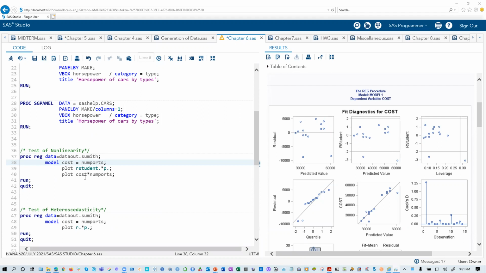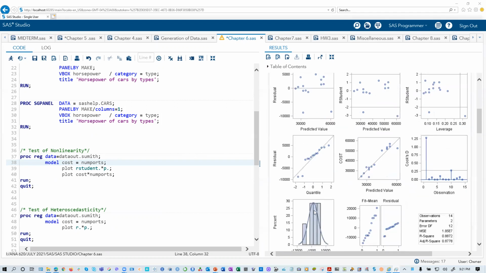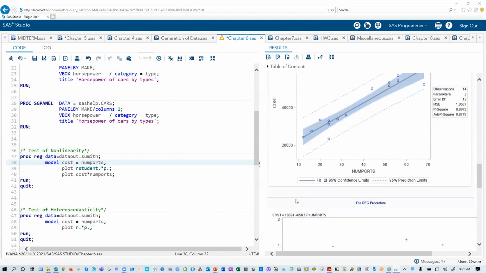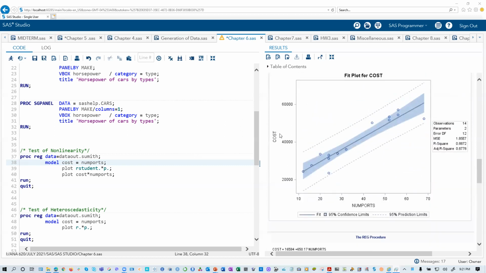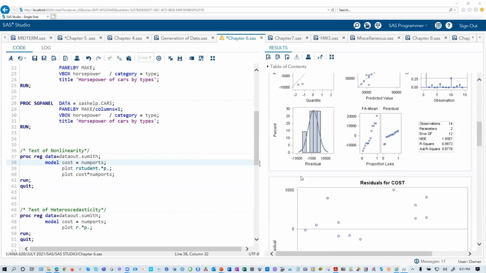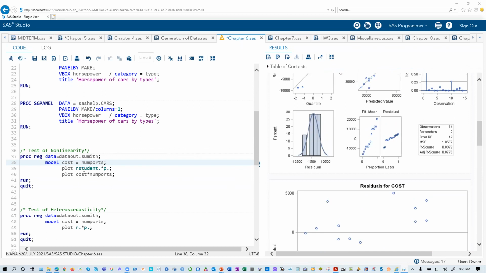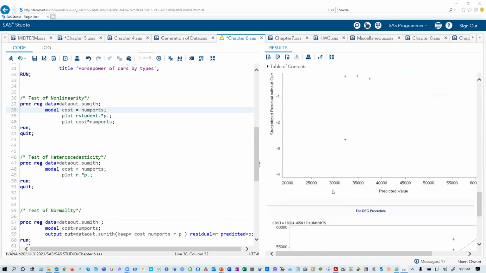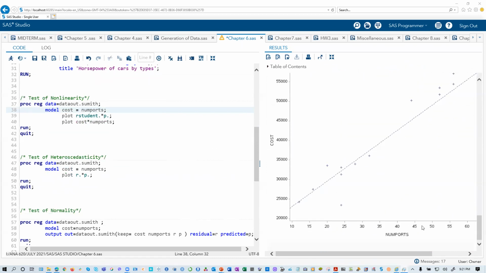Then plot cost versus number of votes. Cost versus number of votes. You can get that one. Let me see whether we have that one. We have that one, cost versus number of votes. See, we have this graph. And we were looking for our studentized residual. If you want those particularly, we can easily get that too.